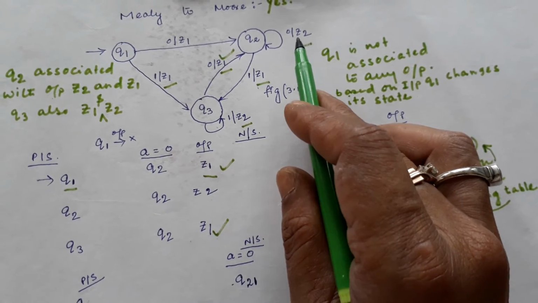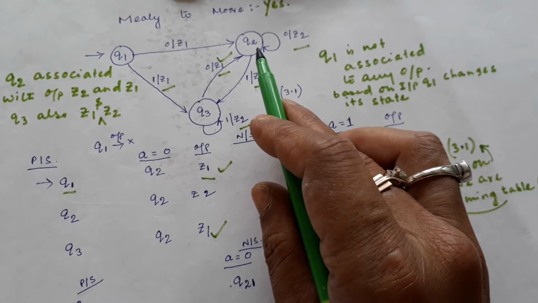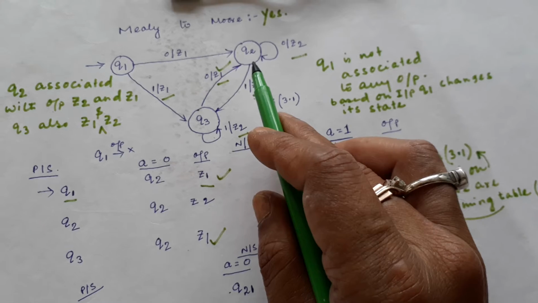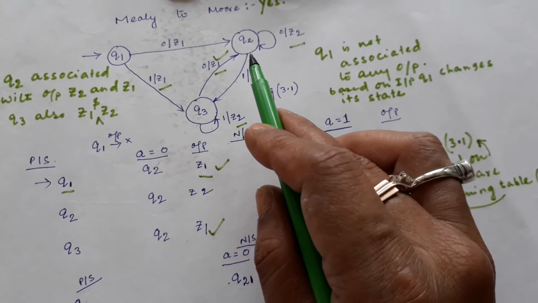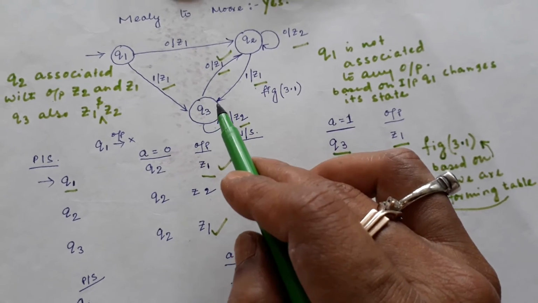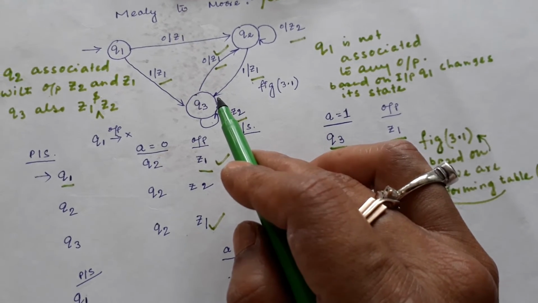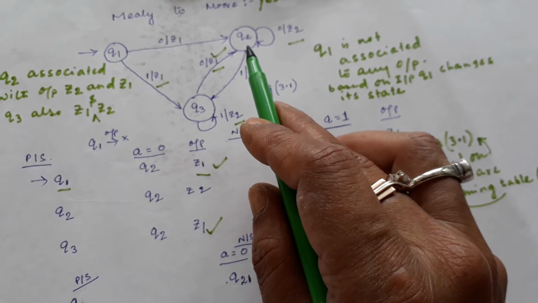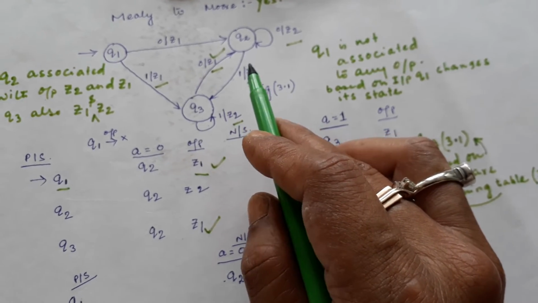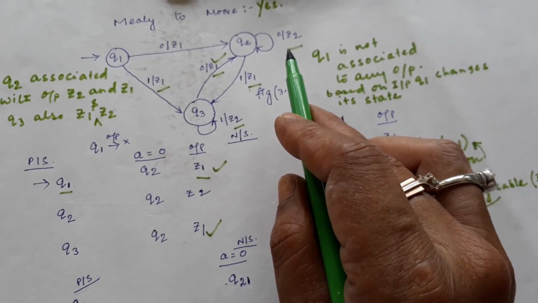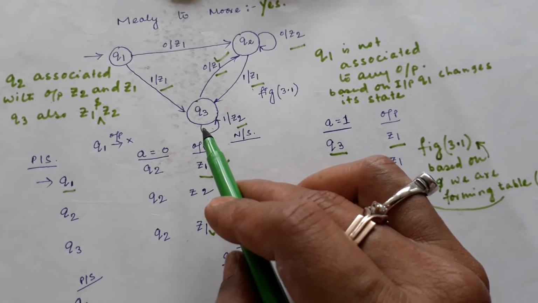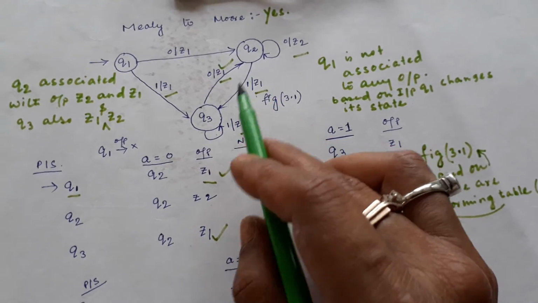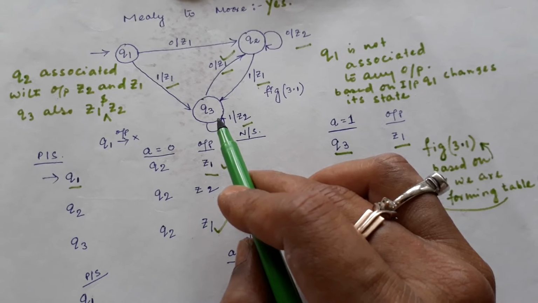So obviously q2 is associated with the output z2, and if we put q2 to 1, it jumps to the next state, that is q3, and produces the output z1. So q2 is associated with two different outputs, z1 and z2, right? And q3 is also associated with z2 and z1 in the same way. That means q2 and q3 perform duality in this case, right?